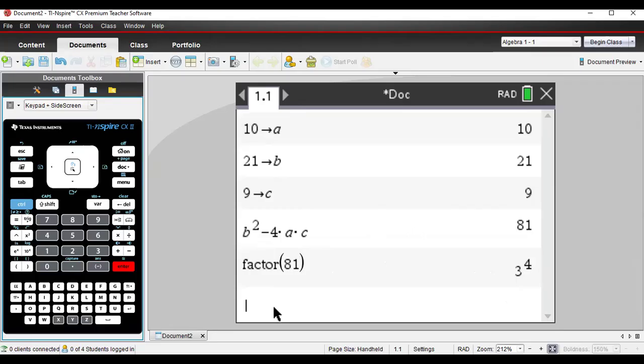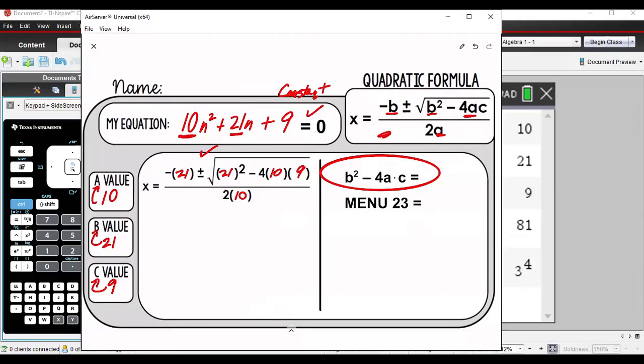Now, we would go here. Let me just show you what you would do. You would put 81 here. You would do 3 to the 4th power. And you should say, oh, that's even. So it's a perfect square.